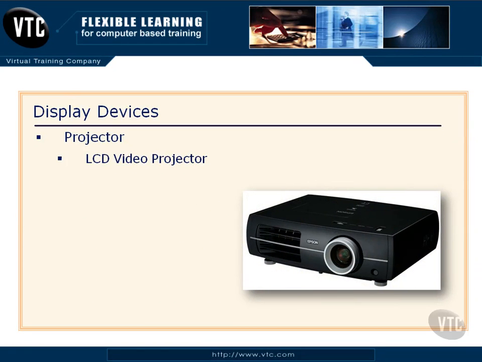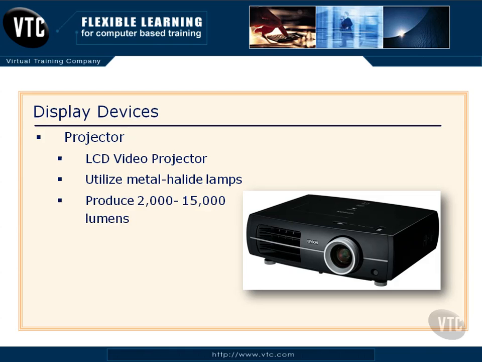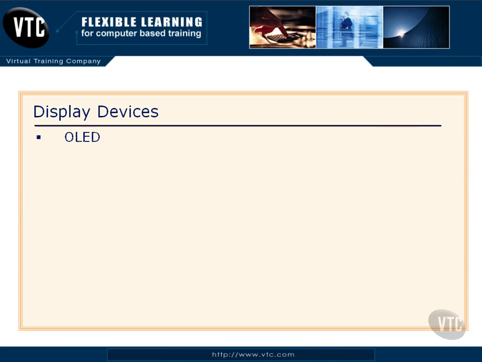Now our projector, an LCD video projector, you see these things everywhere now. They utilize metal halide lamps. Watch for that terminology as a trigger that you're talking about video projectors, metal halide lamps. These things produce 2,000 to 15,000 lumens, and if I remember correctly, a 60-watt bulb is somewhere around 800, 840 lumens. So projectors have become the standard for conference rooms, teaching situations, displaying to large audiences, and those sorts of things. We'll probably talk about those a little bit more later as well.